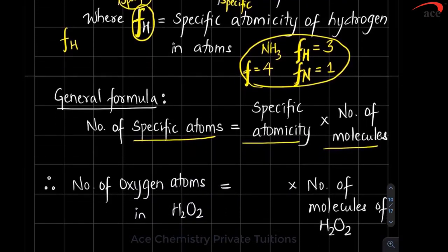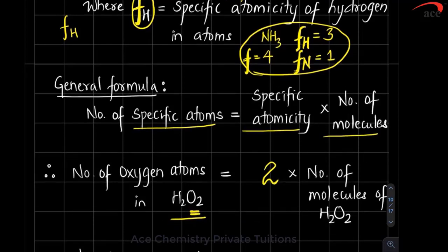So, can you tell me the number of oxygen atoms in hydrogen peroxide? Can you tell me? Yes. What should I do? I should multiply by the specific atomicity of oxygen. What is the specific atomicity of oxygen? Yes, you are correct, it is 2. So multiply 2 with the number of molecules of hydrogen peroxide.